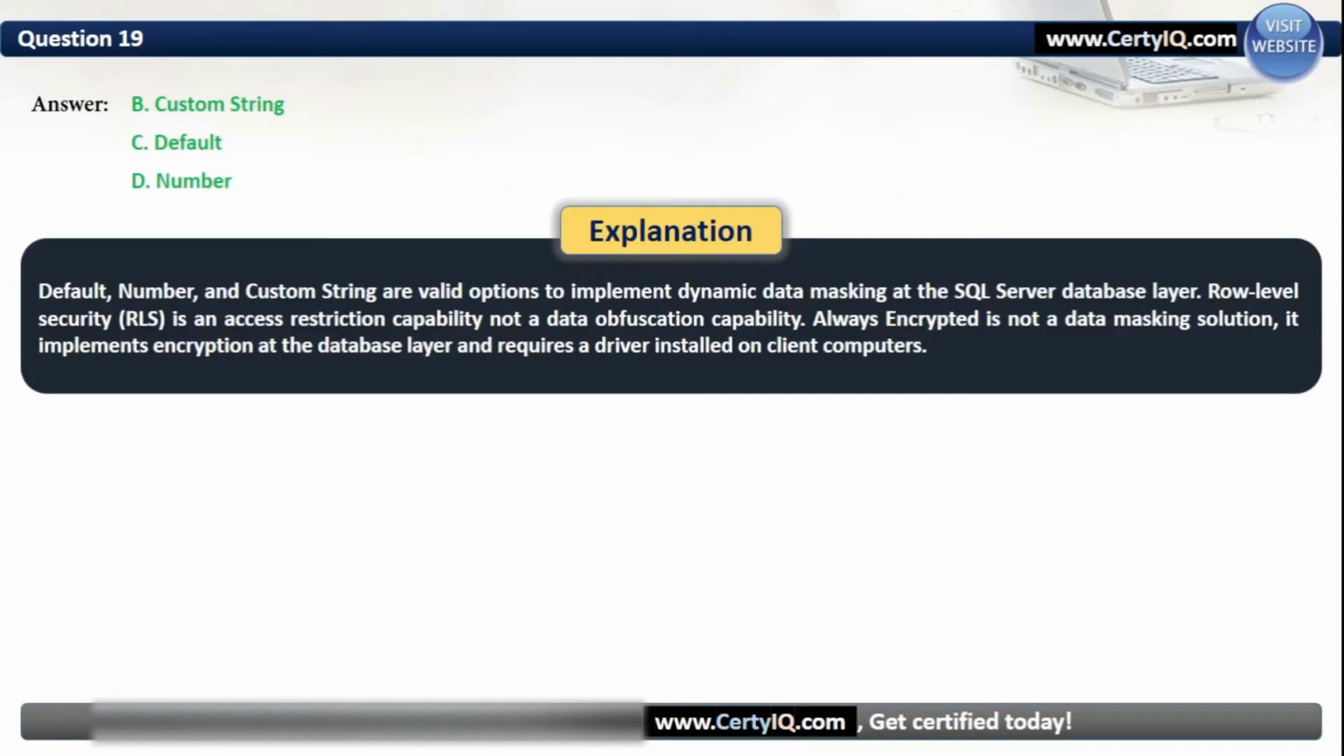Default, number, and custom string are valid options to implement dynamic data masking at the SQL Server database layer. Row-level security is an access restriction capability, not a data obfuscation capability. Always encrypted is not a data masking solution. It implements encryption at the database layer and requires a driver installed on client computers.